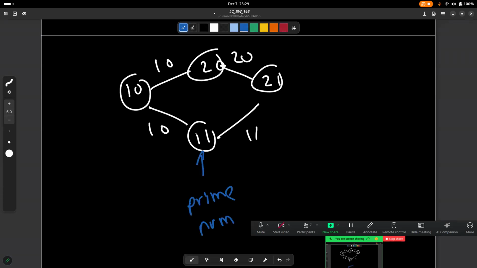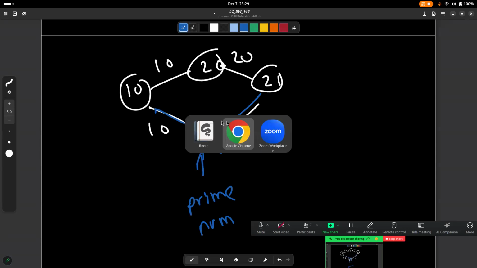So we can't have prime numbers. 11 is a prime number, and since we can't have prime numbers, we can't take this path. So basically in our complete Dijkstra's algorithm, we have to just ensure that we don't consider any prime numbers.